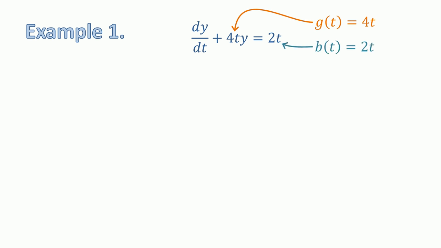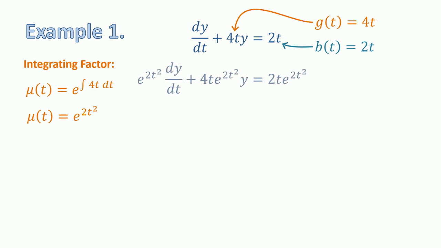Let's look at a few examples. First, dy dt plus 4ty equals 2t. We see that this differential equation is in the proper form. g of t equals 4t and b of t equals 2t. We find the integrating factor. g of t equals 4t, so mu of t equals e to the integral of 4t dt, which is e to the 2t squared. We multiply both sides of the differential equation by e to the 2t squared.